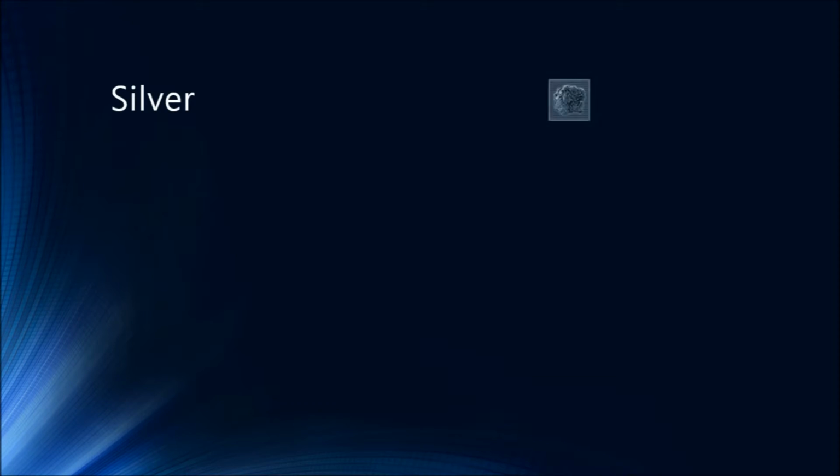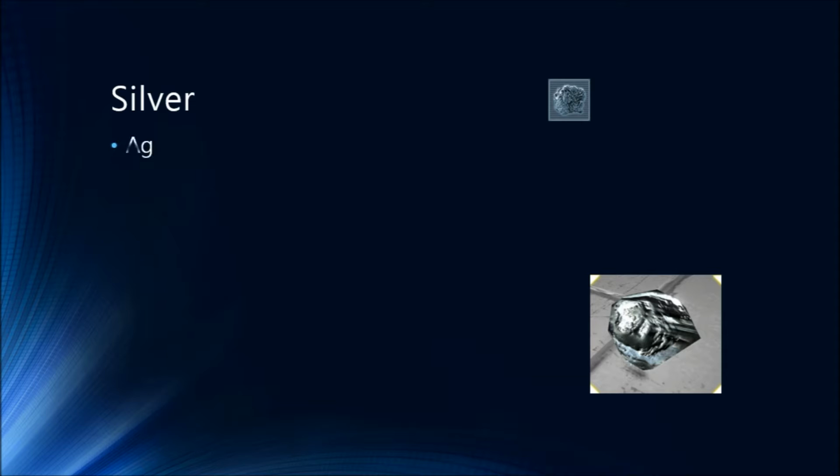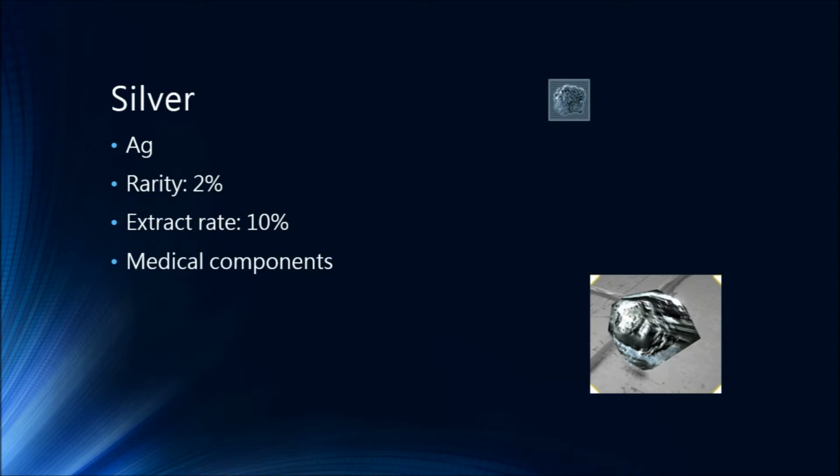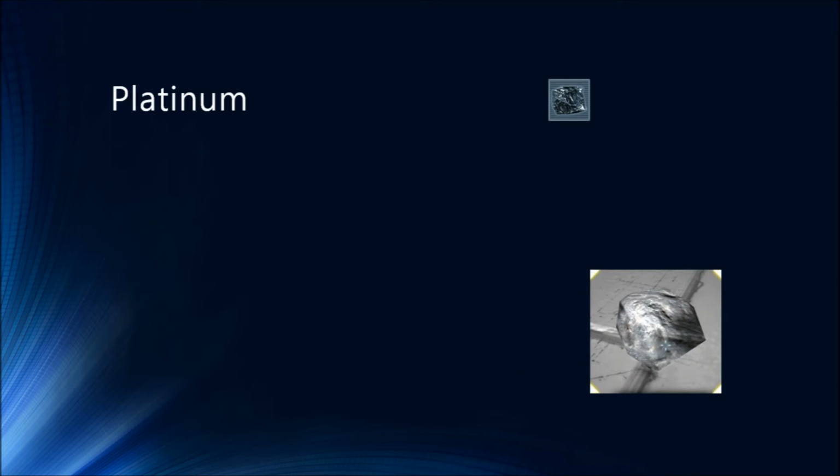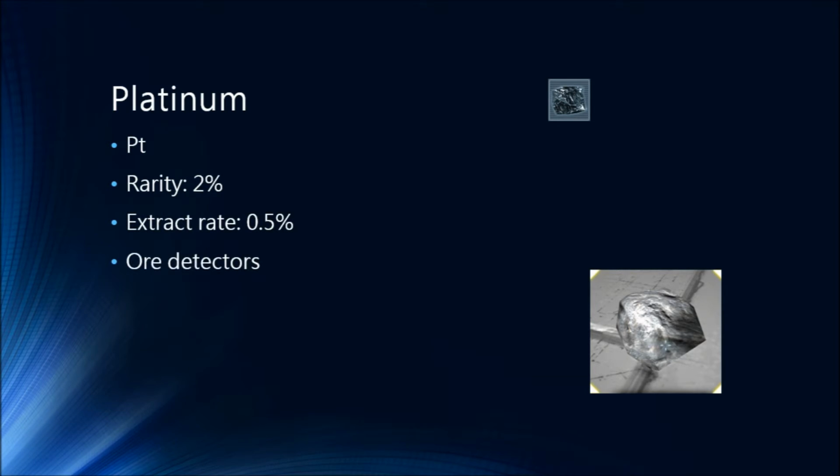Silver, labeled Ag on the periodic table, is between gray and blue silver in color, with a rarity of 2% and a refining rate of 10%, mainly used in the production of medical components, oxygen bottles and reactor components. Platinum, marked Pt on the periodic table. Color is gray but the surface is smoother than silicon. Rarity is 2% and refining rate is 0.5%. Mainly used for the production of ore detectors, missiles, solar panels and thruster components.